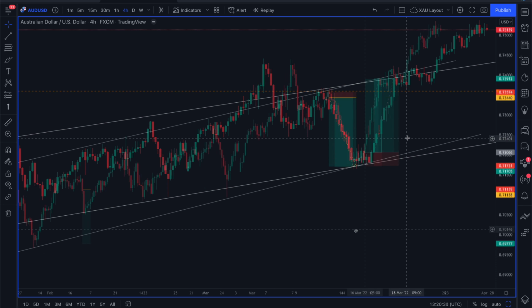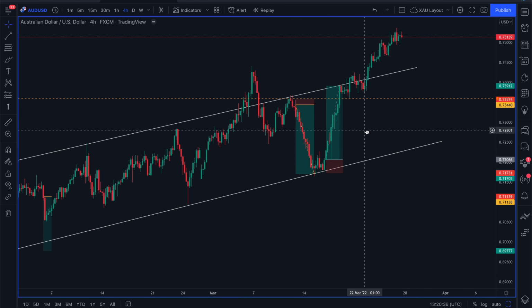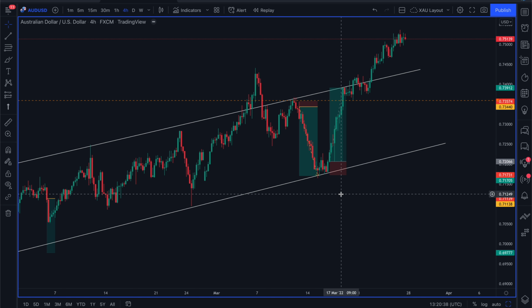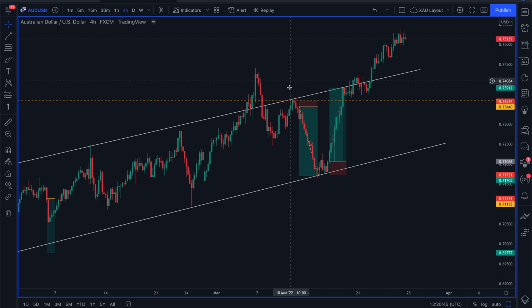Now, another thing that we can do is also take full advantage of when price actually breaks these 2 lines and continues in that same momentum.